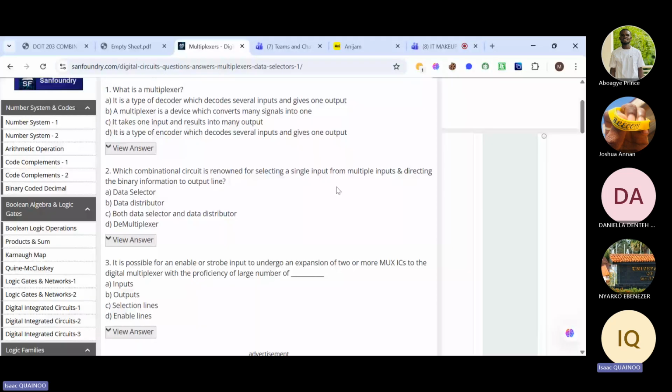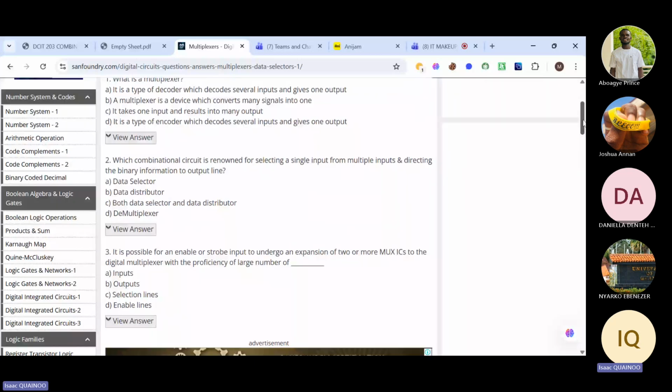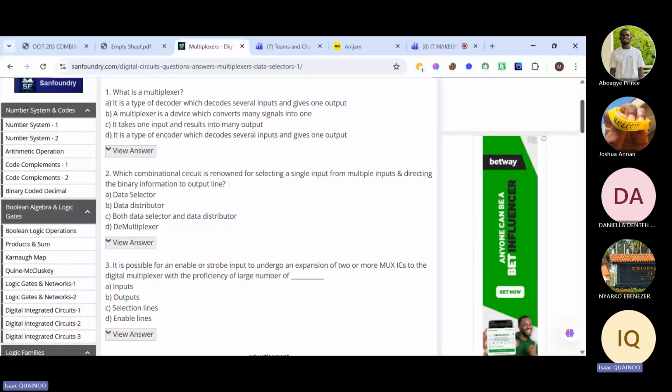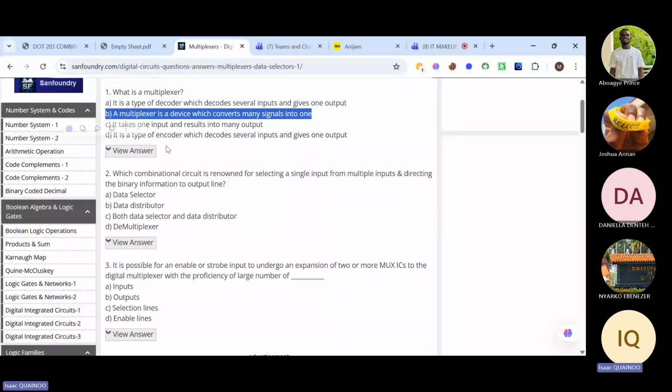So we are on the first question, and the first question is, what is a multiplexer? A. It is a type of decoder which decodes several inputs and gives one output. B. A multiplexer is a device which converts many signals into one. C. It takes one input and results into many outputs. And D. It is a type of encoder which decodes several inputs and gives one output. The answer is B. Exactly, B is correct, because we said from the definition of a multiplexer and its behavior that it converts many input signals into one.